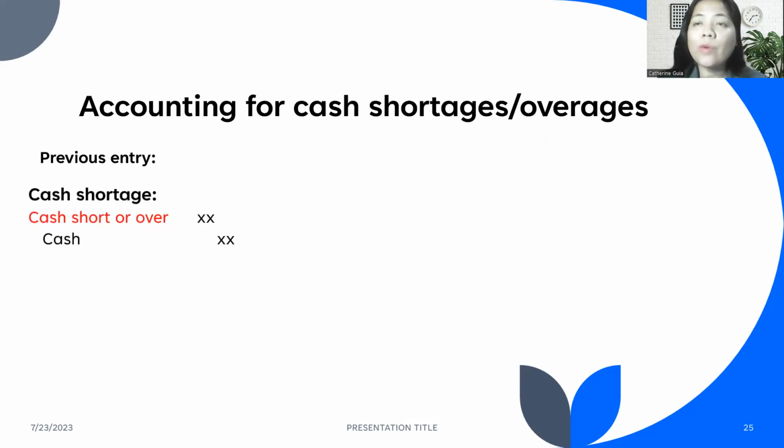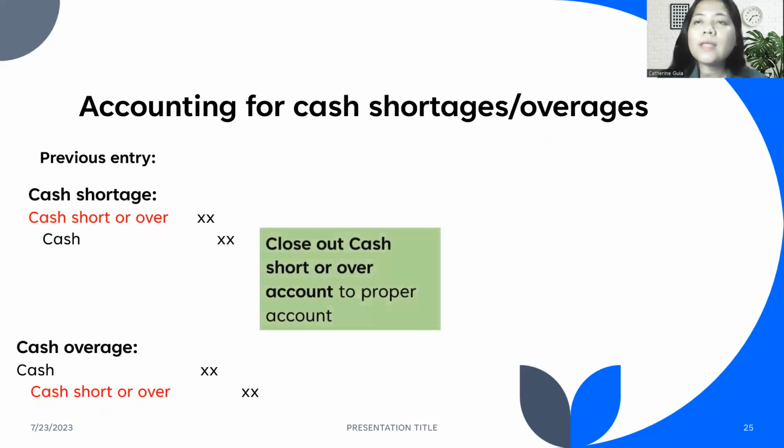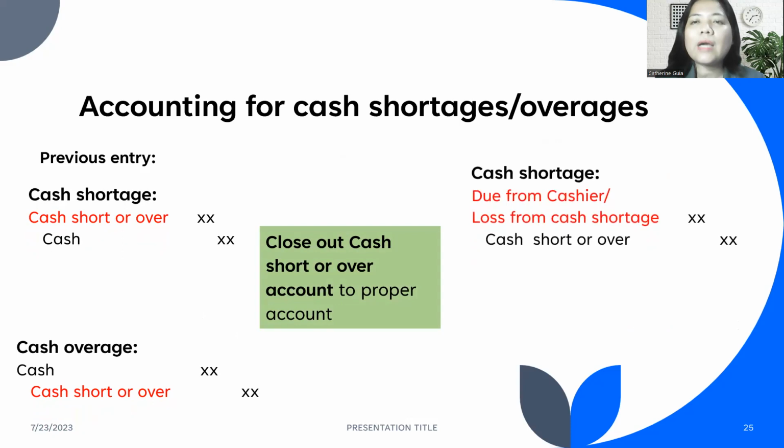Just a recap. This was our entry when we prepared our adjusting entry for cash shortage and when there is a cash overage. The next step is you have to close out your cash short or over to the proper account. Actually, it depends. If there is a cash shortage and the shortage is chargeable to the cashier, we have an account title due from cashier or receivable from cashier. Or if it's due to loss, you have loss from cash shortage, and then you credit cash short or over.